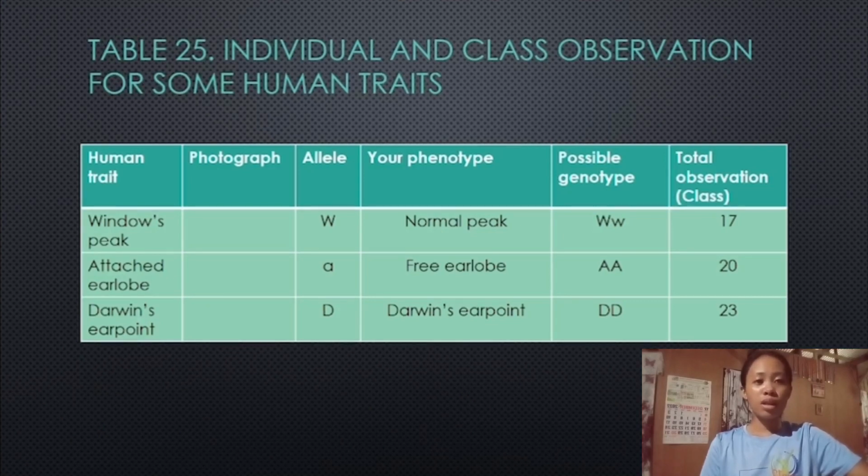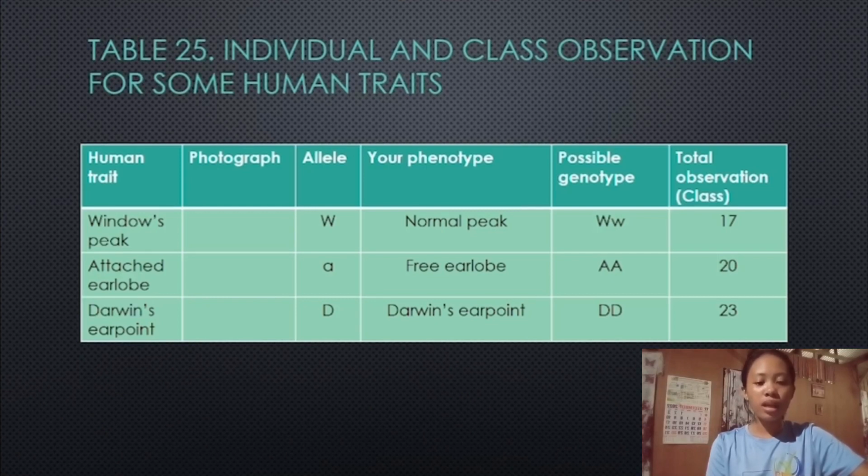The fourth one is the cleft chin. It has an allele of a big letter C. The phenotype is no cleft chin. Its genotype is homozygous dominant C. The total observation per class is 7.